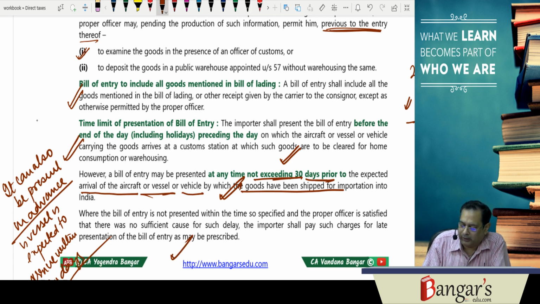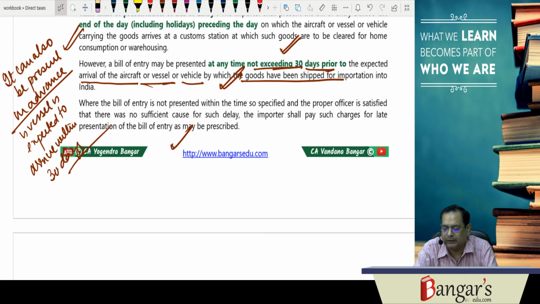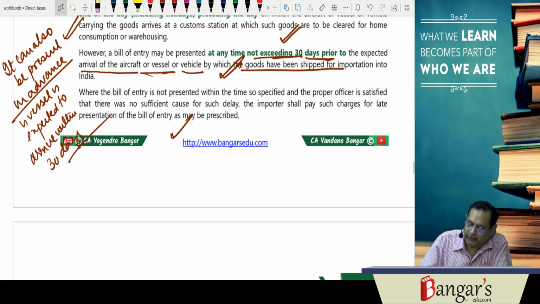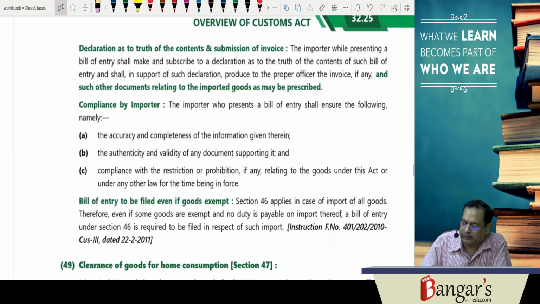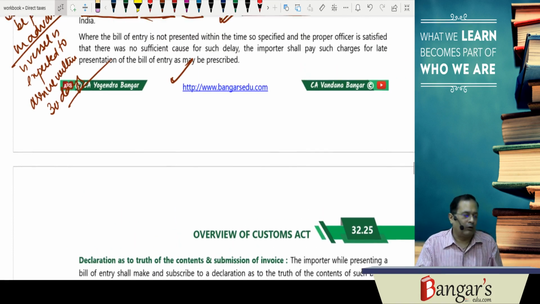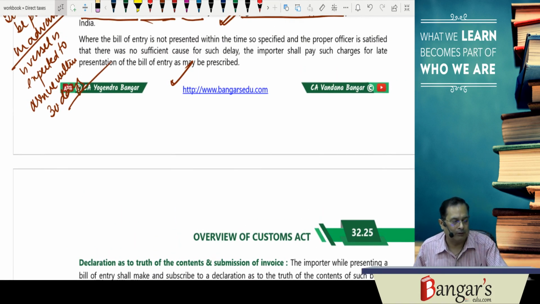And in case the bill of entry is not presented within the time so specified and the proper officer is satisfied that there was no sufficient cause for such delay, then in that particular circumstance, the importer shall pay such charges for late presentation. So the late presentation charges basically are 5,000 rupees per day for first 3 days, and then it will be subsequently 15,000 rupees, and that charges cannot exceed what? The amount of the duty. If you remember, if late presentation charges are there, for that also, regulations have been framed. Now, what are the late presentation charges? It is rupees 5,000 per day.